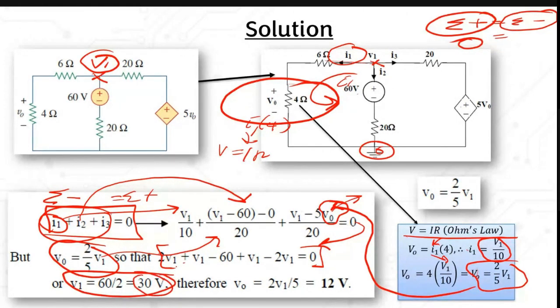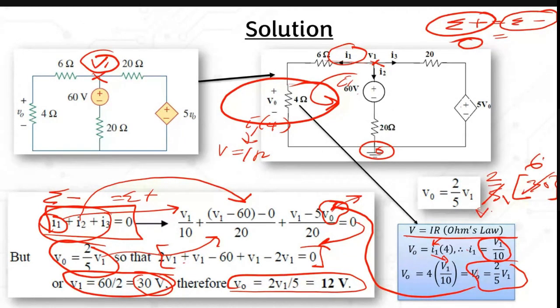When you calculate from here, you get V1 is 30 volts, and then you substitute this value of V1 here. So 2 over 5 times V1, which is 30 volts, and then you get V naught equal to 12. Here it is going to be 1, here going to be 6, and you get V naught equal to 12 volts.